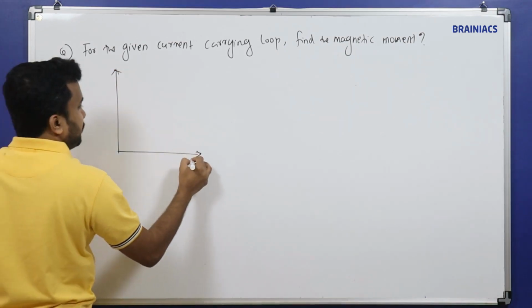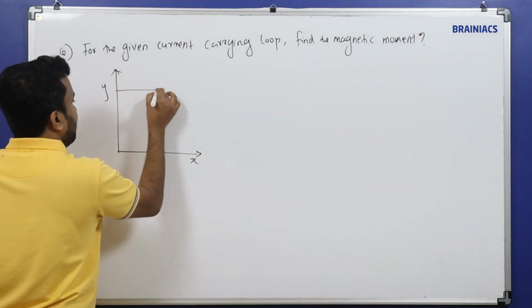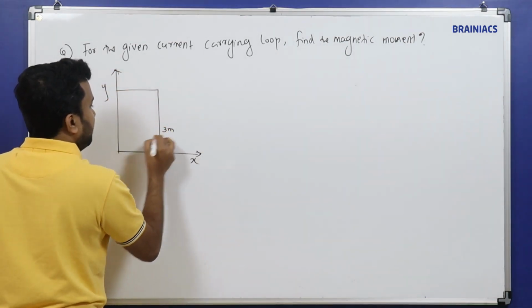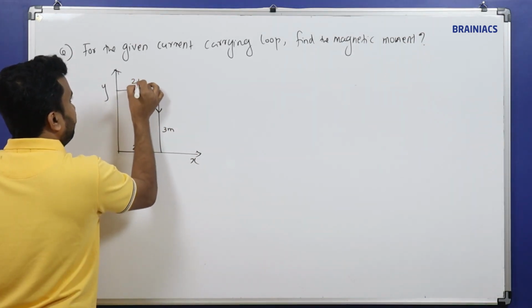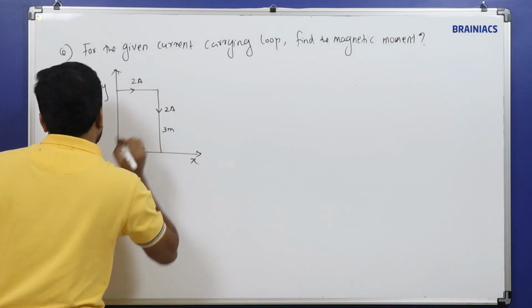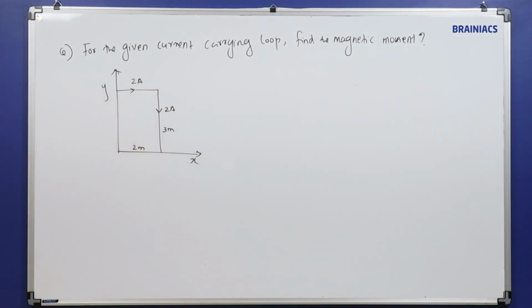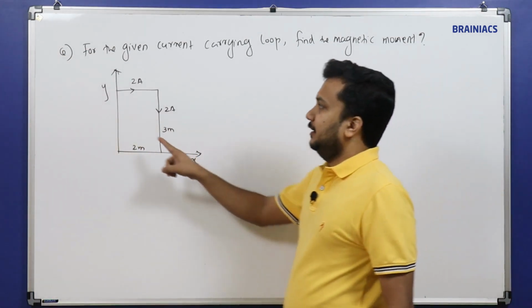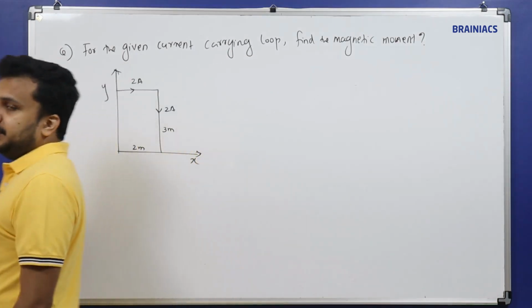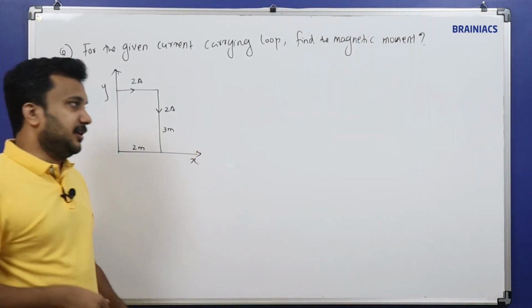So in the x direction and y direction, I have a loop like this, 3 meter, 2 meter, carrying a current of 2 ampere in this direction. The question is simple. This is a current carrying loop in the xy plane, a rectangular loop is given. We need to find out the magnetic moment.